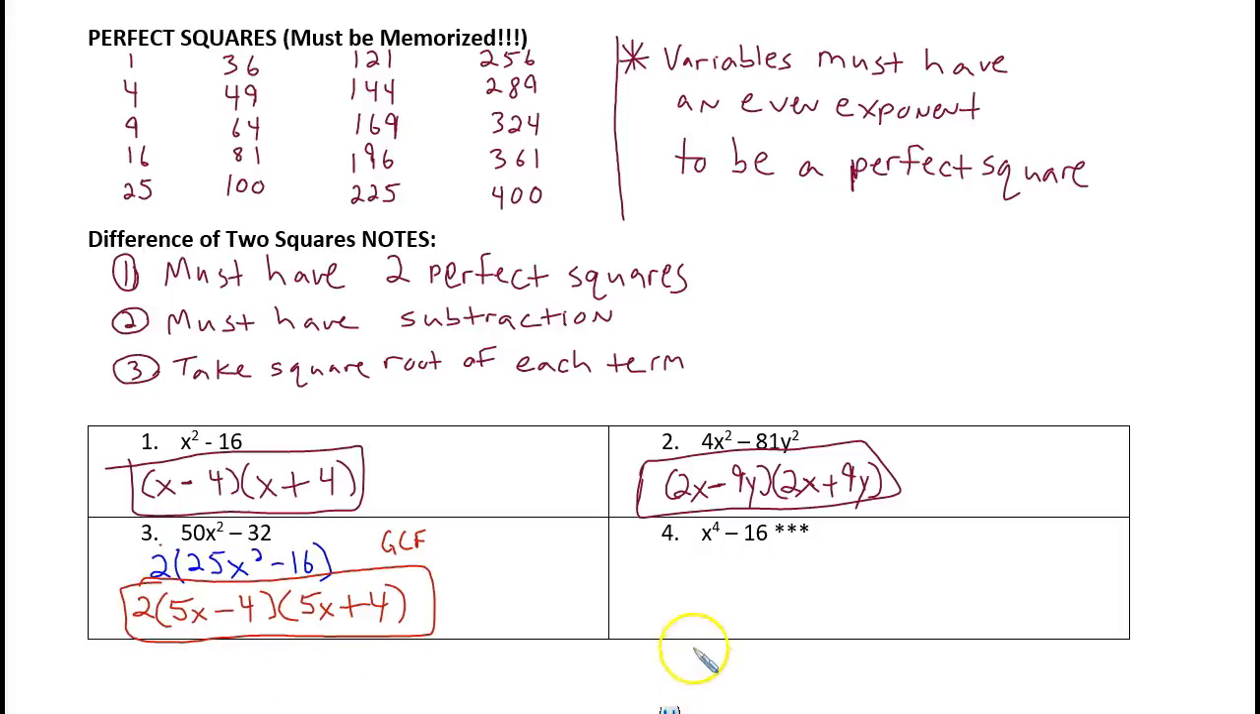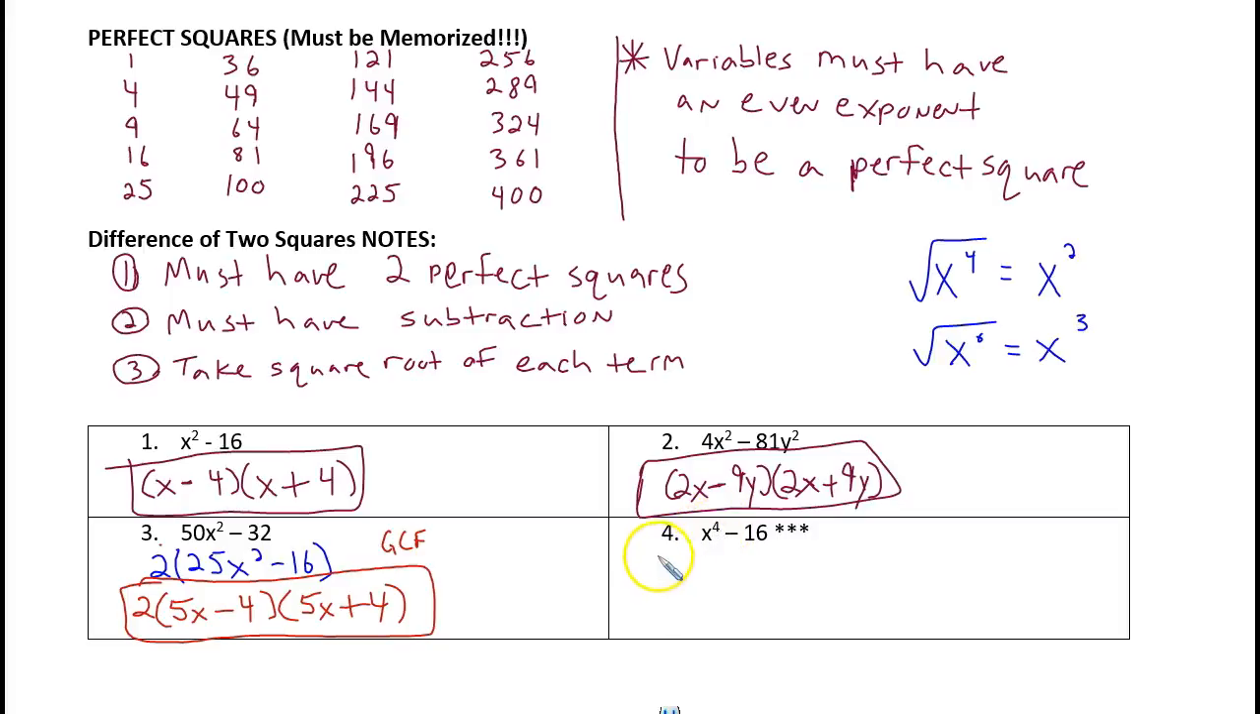Looking good. All right, finally, you see the asterisks here. Usually your directions are going to say something like factor completely, right? Well, when we factor x to the fourth, the square root of x to the fourth is x squared, because x squared times x squared is x to the fourth. If you had x to the sixth there, the square root of x to the sixth is x to the third, because x to the third times x to the third is x to the sixth.